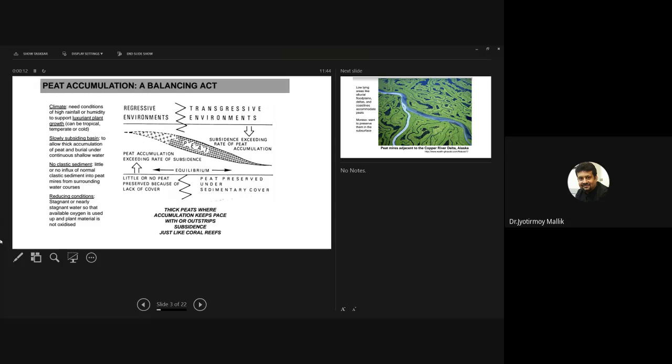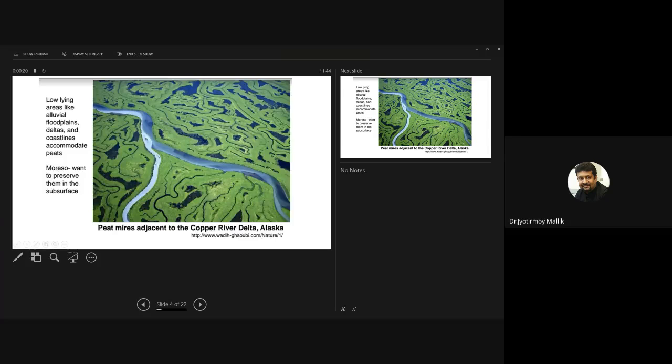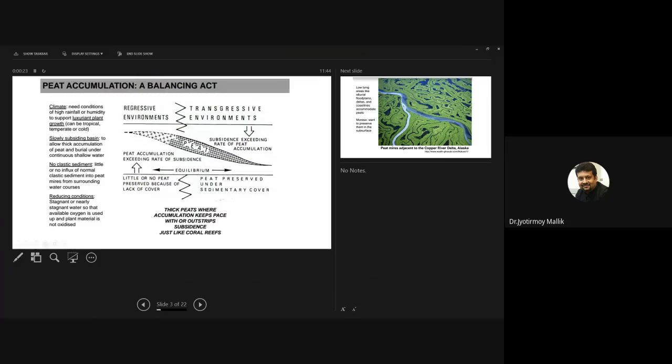So here we are going to look at what are the basic conditions which are required for the formation of peat. As you know, peat is the first step of the coal formation cycle, right? So where would it form, and what are the conditions necessary for the formation of a good amount of peat? As we said, peat essentially forms in a deltaic environment.